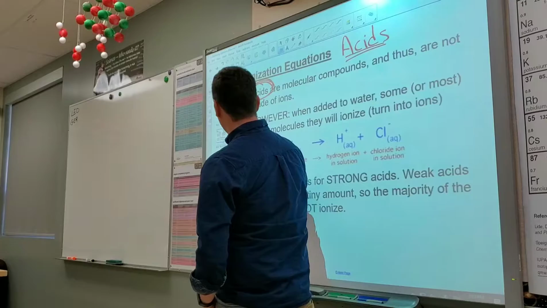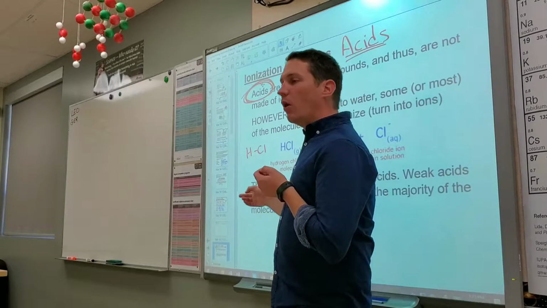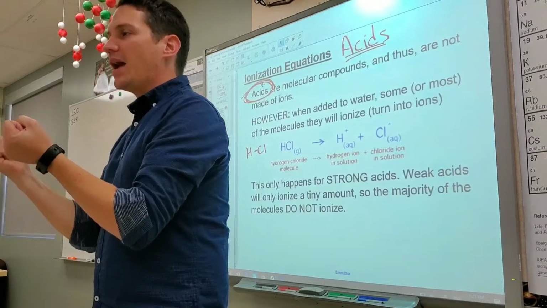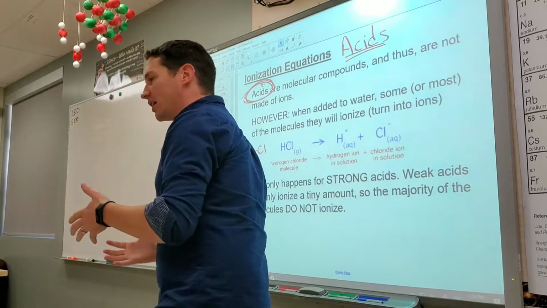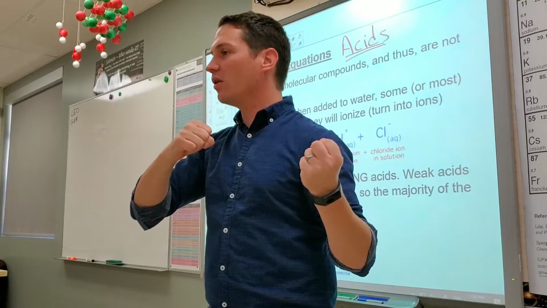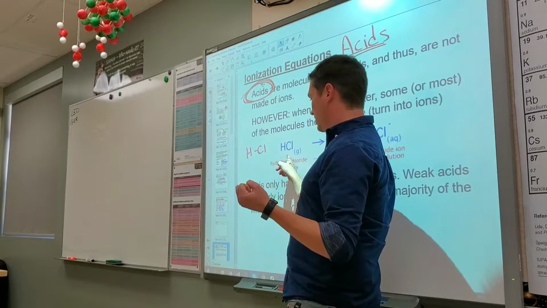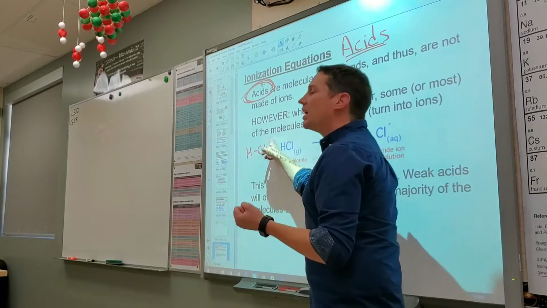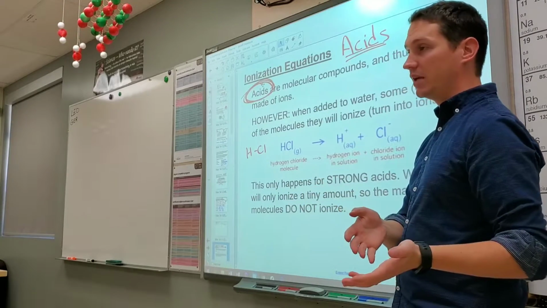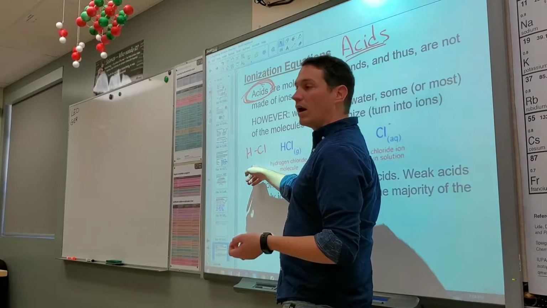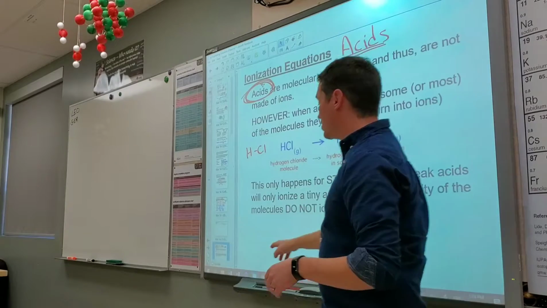This is a hydrogen bonded to a chlorine. But what happens is that when we add this thing to water, water has such a strong attraction to the hydrogen that the water molecule rips the hydrogen off of the hydrogen chloride. Do you see any ions in here? Are there any charges? I don't see any charges here, but it becomes ionized. Ionization is the process of making ions where there were none to begin with. So this is not ionic, but it becomes ionic.